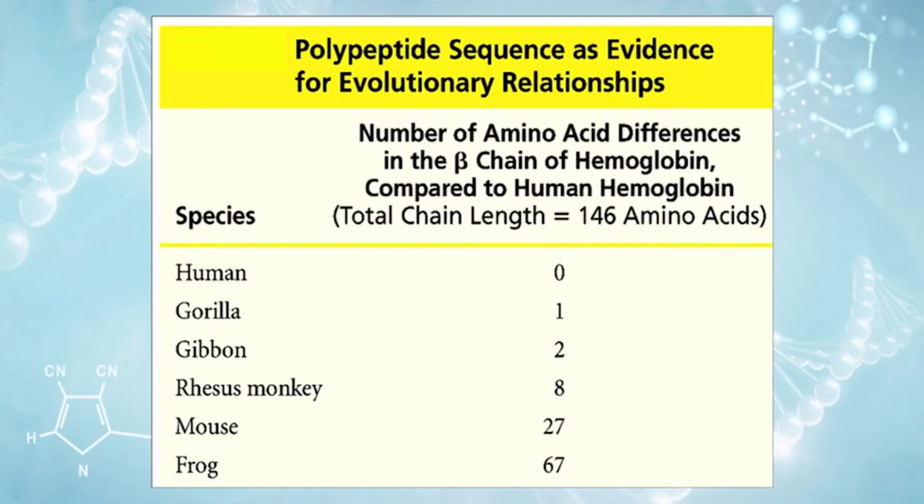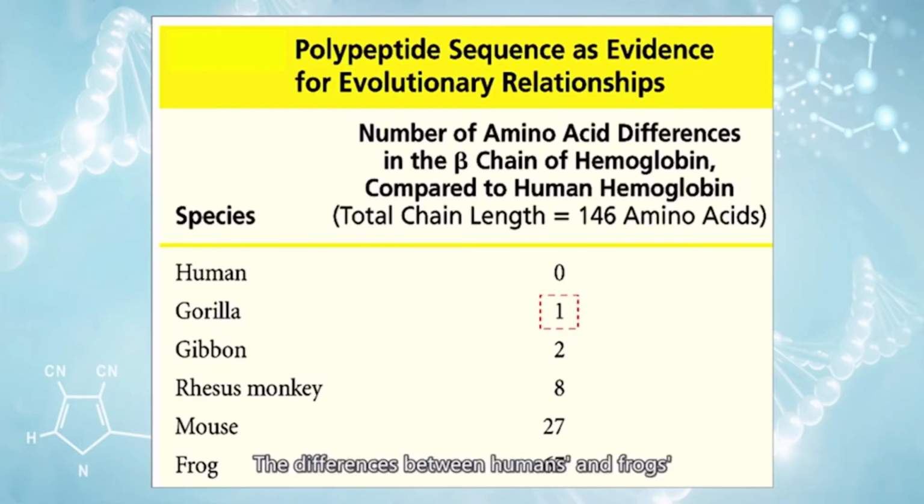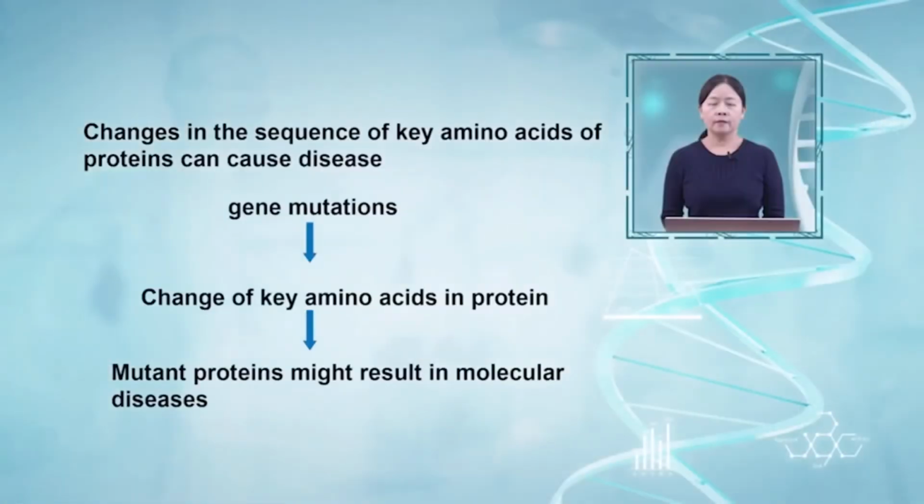For example, the beta chain of hemoglobin contains 146 amino acid residues. Compared with humans, the difference of amino acid sequence in gorilla is only one amino acid residue. The difference between humans and frogs is up to 67 amino acids. Therefore, the evolutionary distance between frogs and humans is far away.